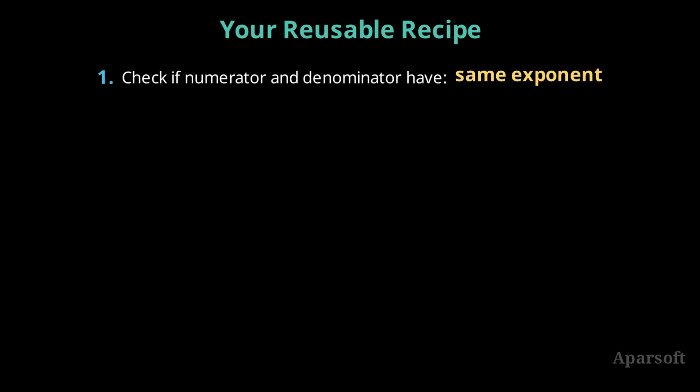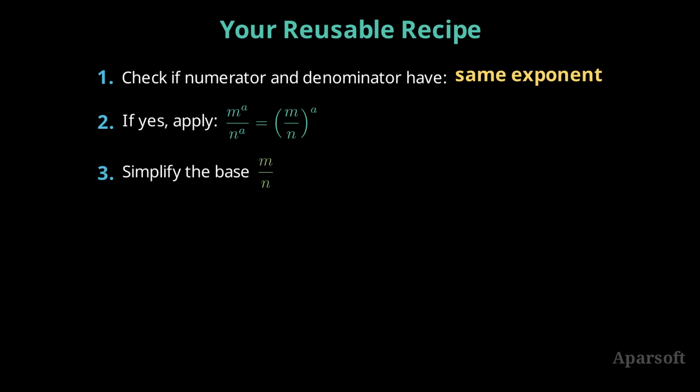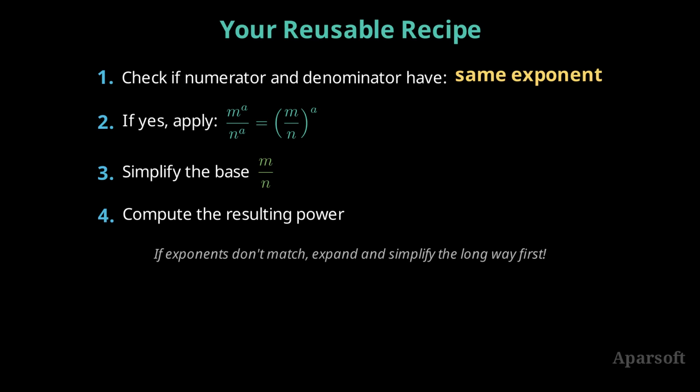Here is your reusable recipe. First, check if the exponents match. If they do, pull out the common exponent and divide the bases. Then simplify the base fraction. Finally, compute the resulting power. If the exponents do not match, expand both sides the long way first. Same exponent means you get a shortcut.